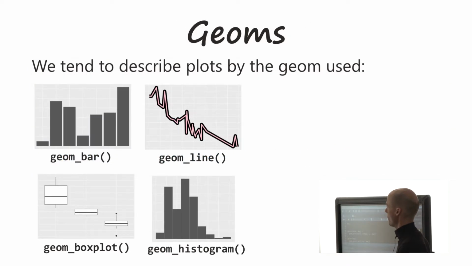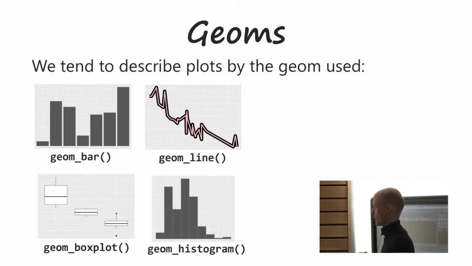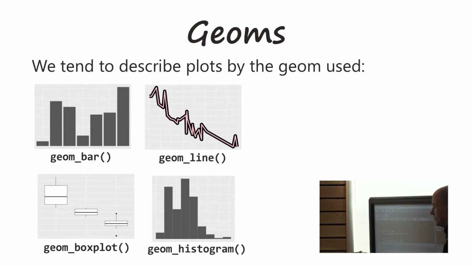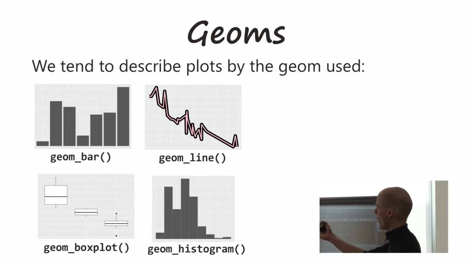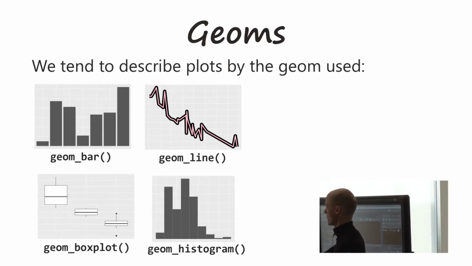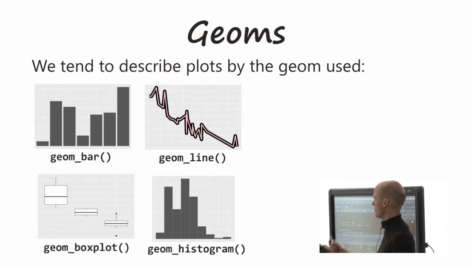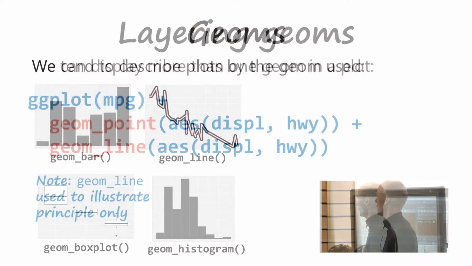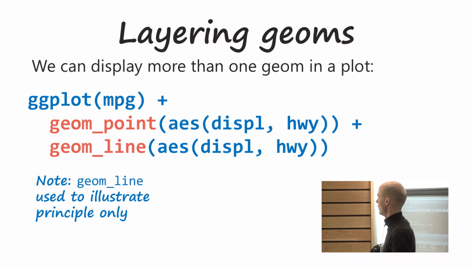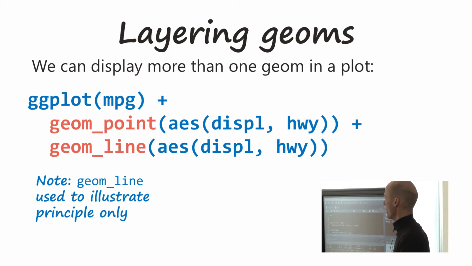So a little bit more on geoms. We tend to describe plots by the geom that we use. Geom point is perhaps not a good example, but geom bar is obviously a bar chart. Geom line is a line graph. You've got box plots or histograms. Instead of adding a layer geom point, you can add those layers. You will need to change some of the commands somewhat. We can add more than one layer to a plot and have more than one geom in a plot.